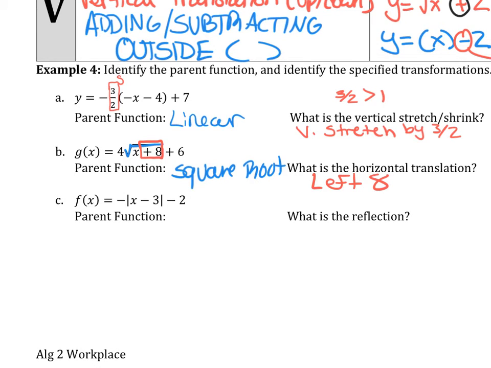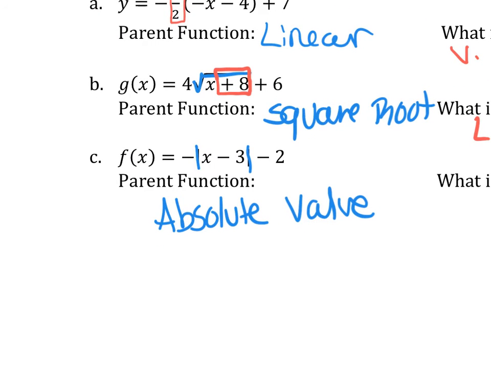Okay, letter C, what is the parent function of this one? Absolute value, because of these absolute value bars. And now we just want to identify the reflection. What part of that equation is a reflection? The negative sign, yeah. So remember, it's a negative sign, not a subtraction sign. So it's the negative sign that's out in front. Even though it is a minus 3, that's subtraction. It's not a negative. And then subtracting 2.